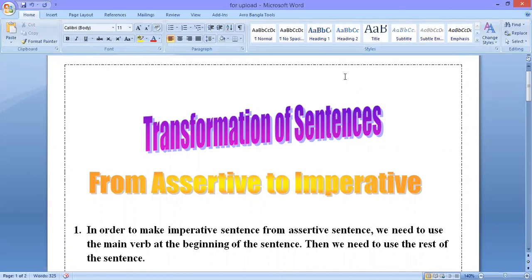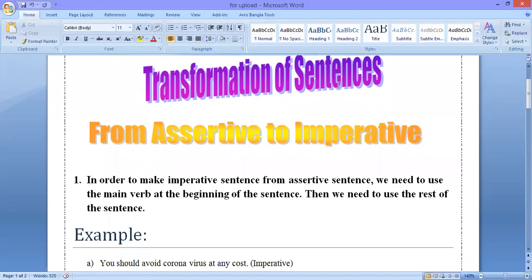Today we'll learn some rules from transformation of sentences. We'll learn how we can change assertive sentences to imperative sentences, and after that, how we can change assertive sentences to optative sentences. At first we'll learn how to change assertive sentences into imperative sentences. I'll give you some rules with some examples so that we can understand the rules very well.